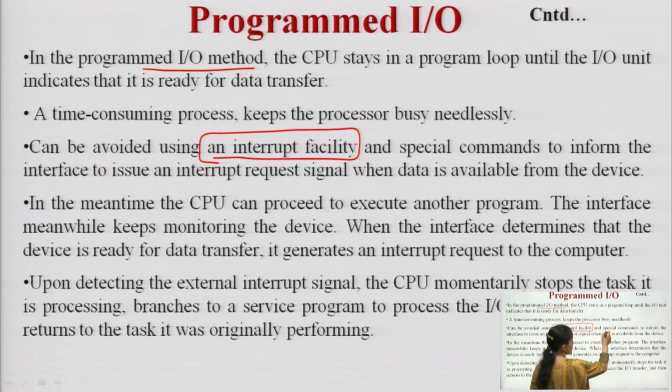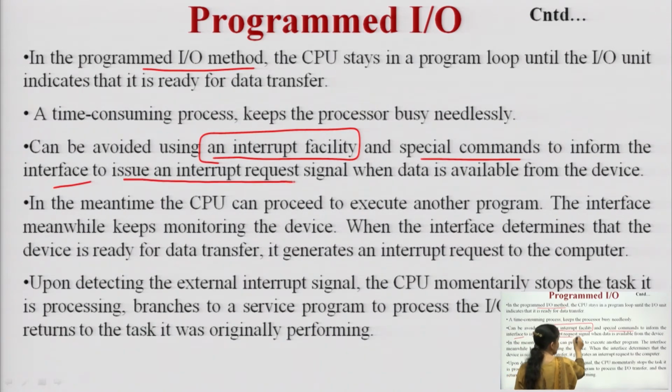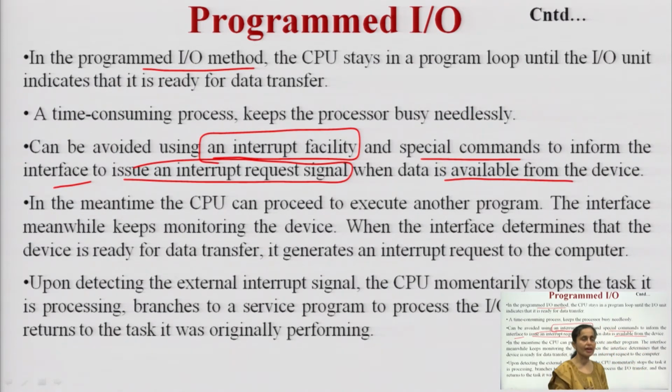We are using some special commands to inform the interface so that it should issue an interrupt request signal whenever the data is available from the device. As we have said, the CPU is an electronic device, it works in a very fast manner, and the various devices are very much slow. So whenever a device wants to communicate to memory or CPU, it should send an interrupt request. In the meanwhile, the CPU should execute another program rather than wasting its cycles. So it will increase CPU efficiency.